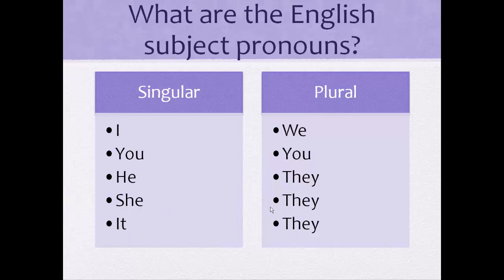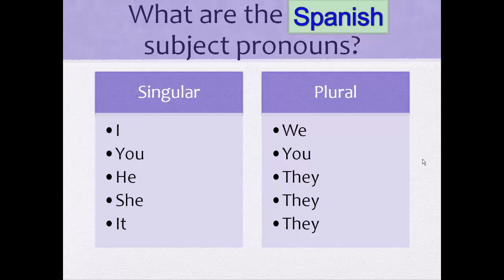Now, how come we have they? Well, because the plural of he is they. If a bunch of boys, they play basketball together. If a bunch of girls, they play basketball together. I guess if you had a bunch of watermelons, they wouldn't play any basketball together, but you'd still use they.